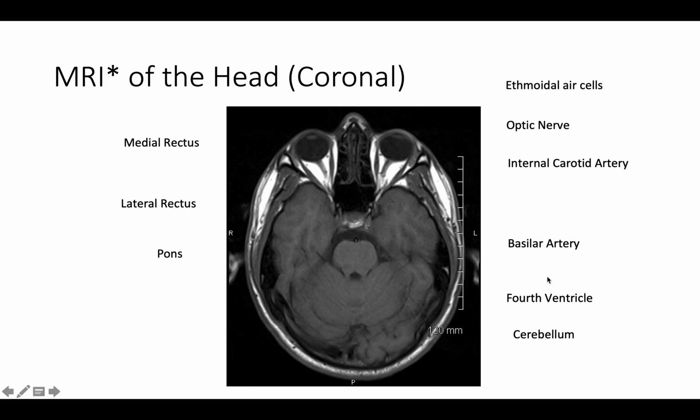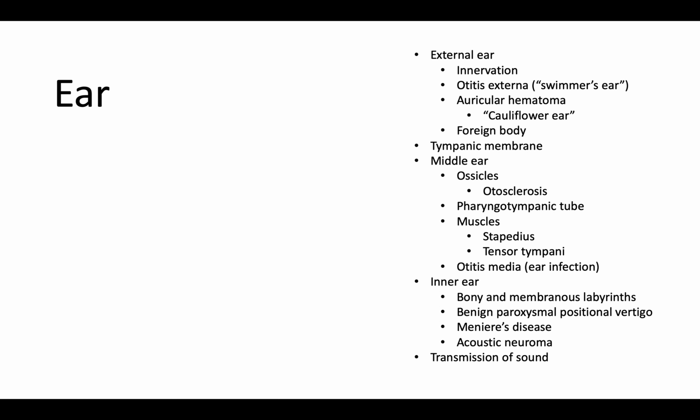Here's looking at an MRI. And so here's the pons, here's the cerebellum. Right here is our basilar artery that's going down the middle of our circle of Willis. There's that optic nerve. Here's medial rectus. There's lateral rectus. And then right here is our internal carotid artery. There's our fourth ventricle, and there's some ethmoid air cells.